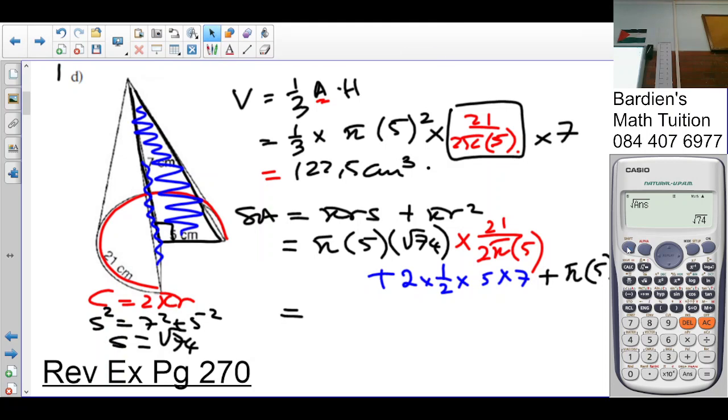Let's see. We got pi times 5 times the root of 74 times 21 over 2 pi times 5, plus 2 times a half times 5 times 7, plus pi times 5 squared times 21 over 2 pi times 5. I get 177,82.